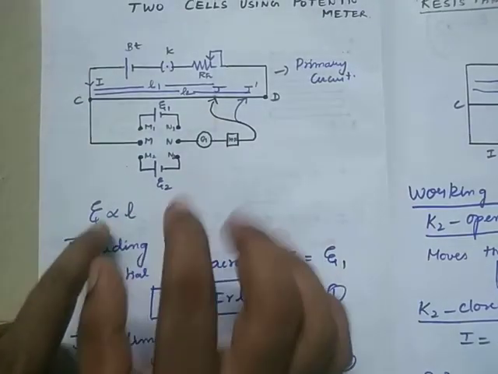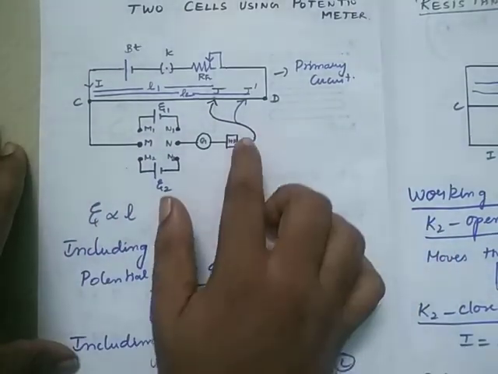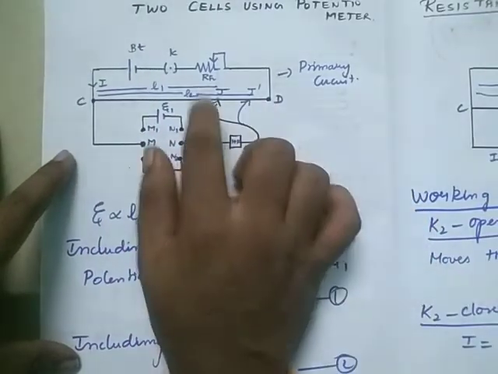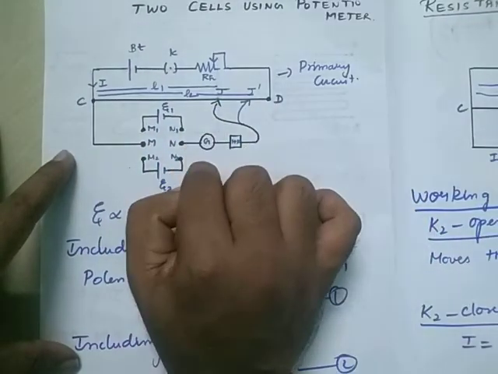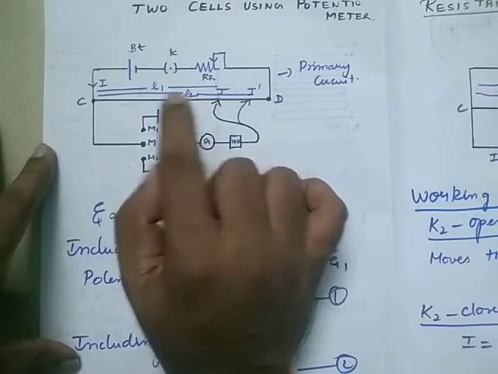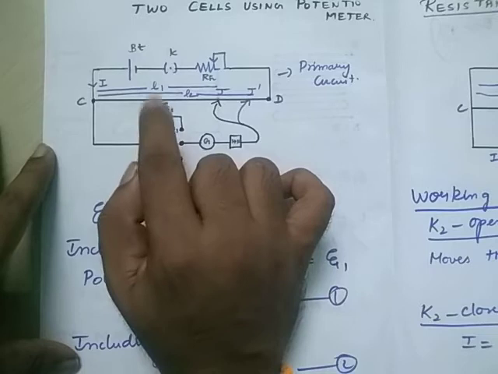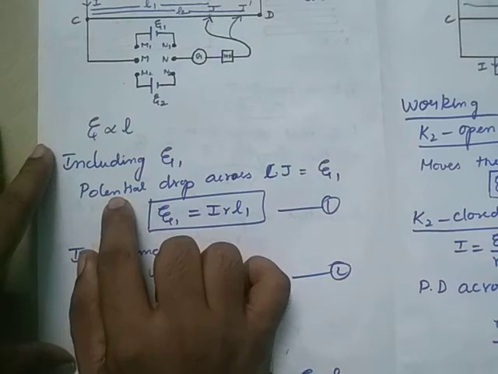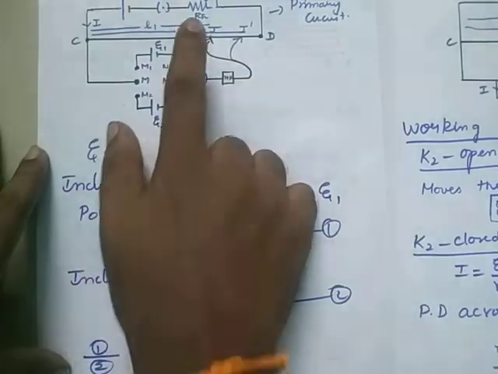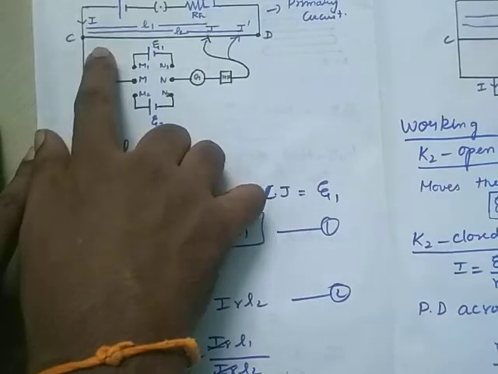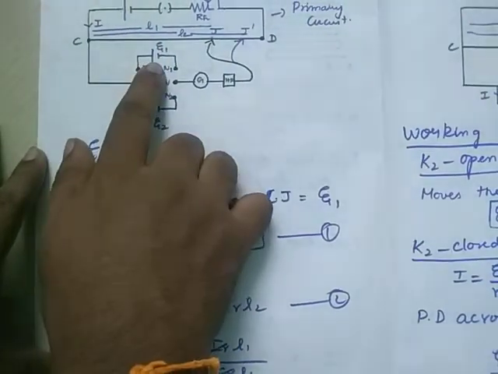In the potentiometer, you have to notice that when the jockey is moved on the potentiometer wire to a particular point, the galvanometer shows zero deflection. Zero deflection means the potential drop across CJ is equal to the EMF of the cell. First I included the cell ψ1. I move the jockey on the potentiometer wire to the point J at a length L1. When the length is balanced, the potential drop across CJ is equal to the EMF of the cell ψ1.